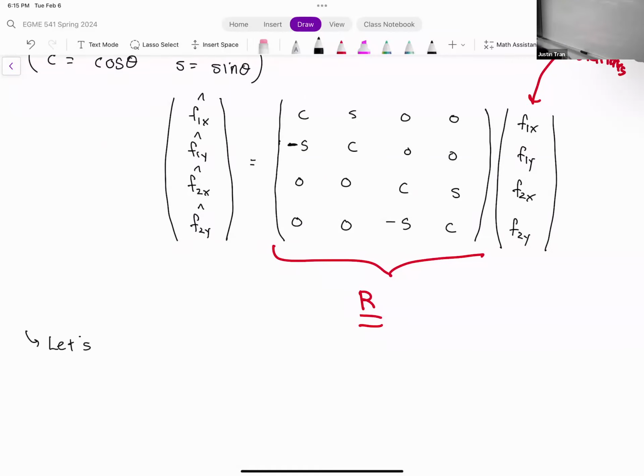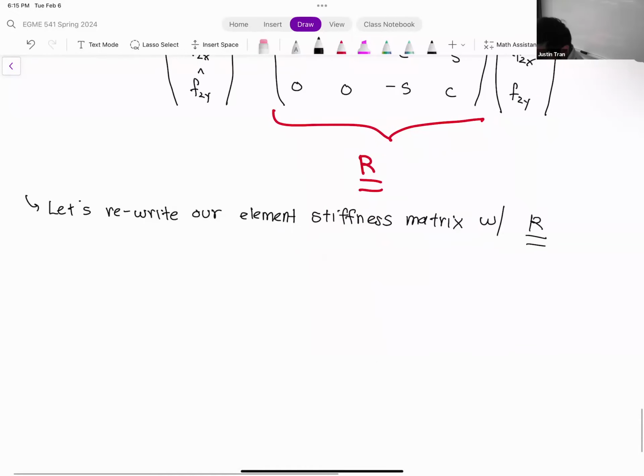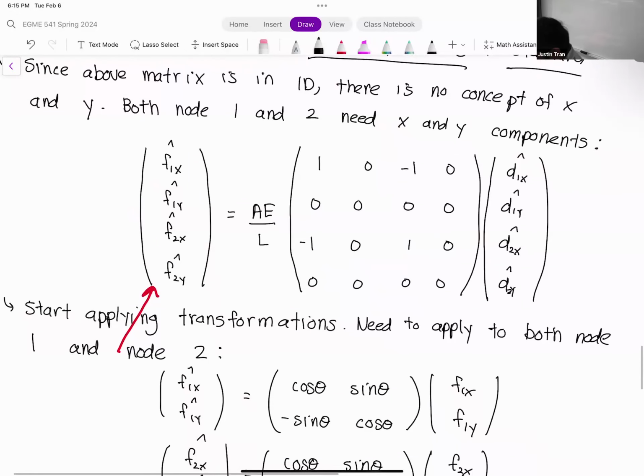So let's rewrite our element stiffness matrix with R. We're going to perform two replacements here. We're going to replace the F hats with R and the F standard, and we're going to replace the D hats as well. So we're going to perform two substitutions here with R.